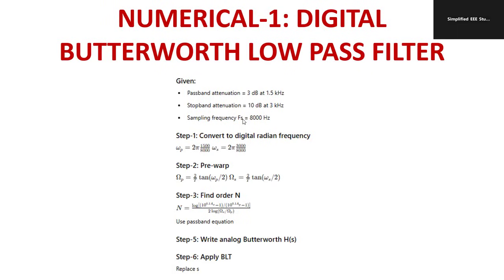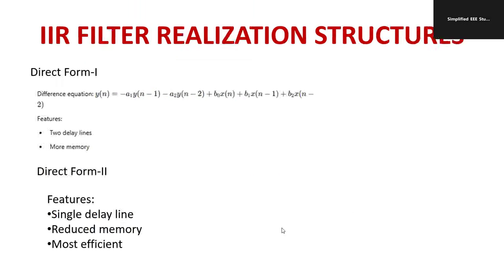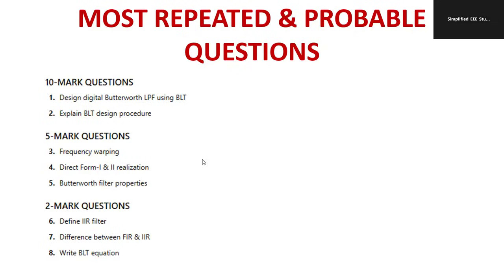So there are numerical examples. Here you have to study the equations of omega p and omega s, then the calculation of filter order using this equation. It is pretty simple. Similarly, in other types of numerical examples, given parameters are normalized to LPF, digital specifications, and you have to calculate the warped cutoff frequency, then apply frequency transformation, then apply BLT. Similarly, write the transfer function. So the question is already given. Draw the direct form 1 and direct form 2, you can make out.